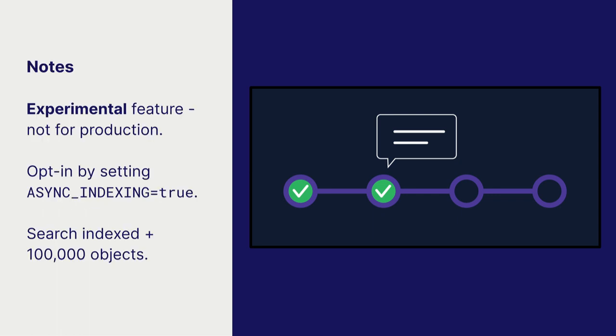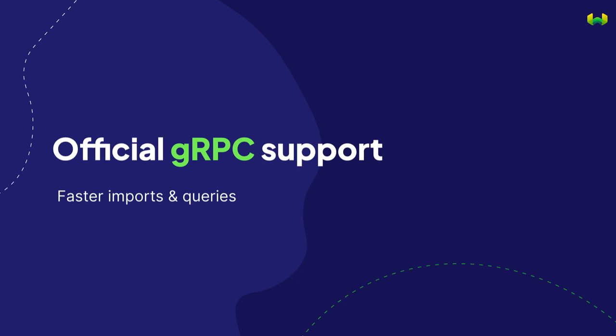Now, this is an experimental feature, so it's not quite ready for prime time or production. But if you do want to try it out, you can opt in by setting the async indexing to true. And if you're wondering what happens to search, it's handled by searching whatever's already indexed, plus up to 100,000 objects using brute force. 1.22 also makes gRPC support official, which is all about speed.